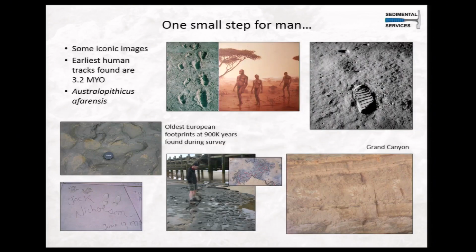And we're going to finish off this section by talking about man and some of the man footprints. And these are footprints from 3.2 million years ago, found in Africa. So they're from Australopithecus. And what's very critical about these is that they are bipedal footprints.